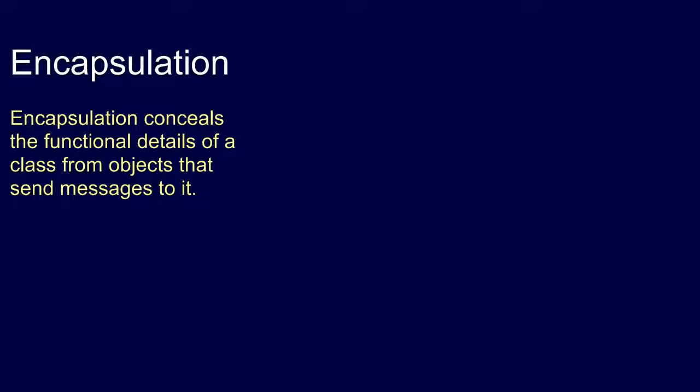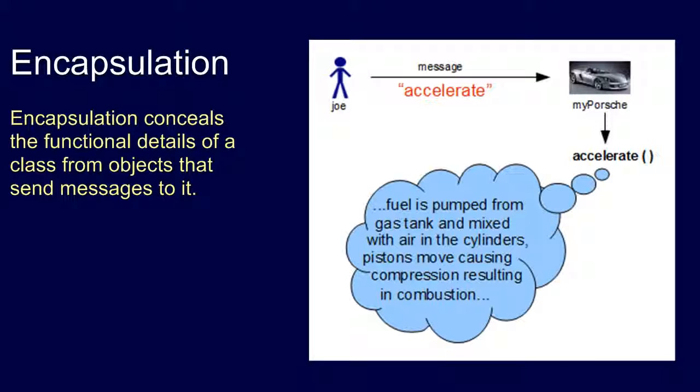Encapsulation conceals the functional details of a class from objects that send messages to it. For example, the Porsche Carrera GT class has an accelerate method. The code for the accelerate method defines exactly how acceleration occurs. Fuel is pumped from gas tank and mixed with air in the cylinders, pistons move causing compression resulting in combustion, etc. Object Joe, an instance of the driver class, does not need to know these technical details on how my Porsche accelerates when sending it an accelerate message.